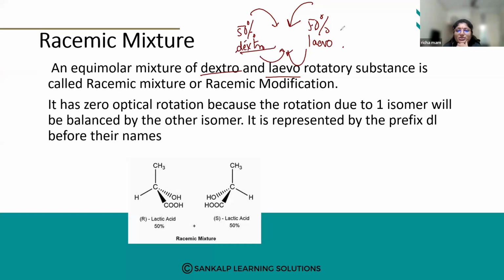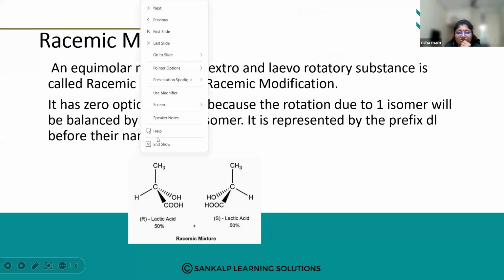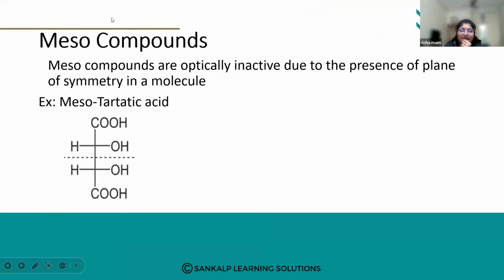So 50% dextro and 50% levo is called the racemic mixture, or the racemic modification. It has zero optical rotation, so the isomers cancel one another. This is the racemic mixture. All these definitions you need to know. Next is the meso compounds.